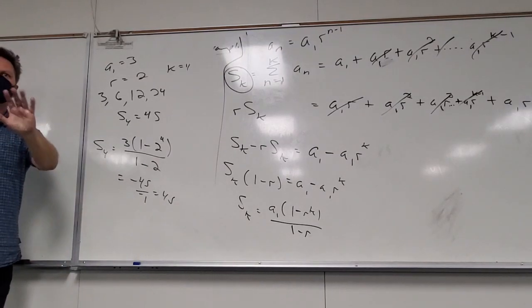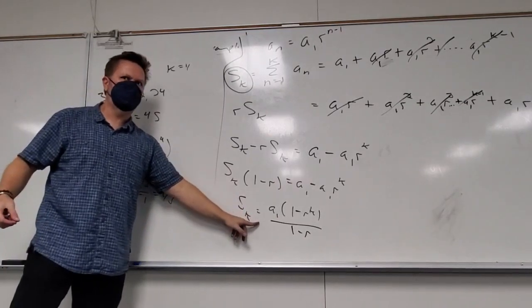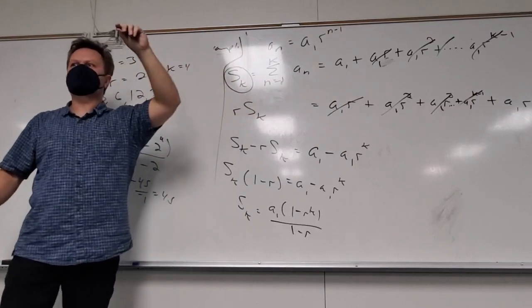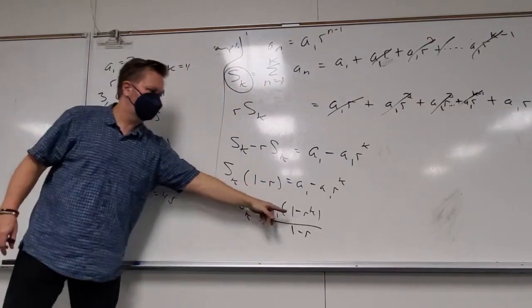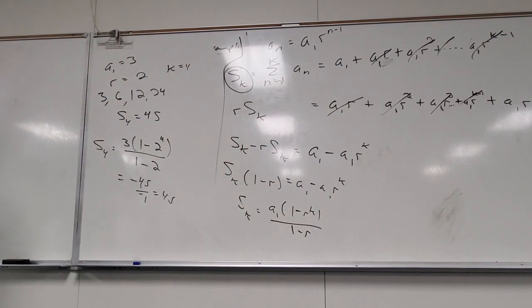You guys understand what just happened? This is a shortcut method. Instead of having to know every element of the series, I can now get it based on just the R value and how far I want to go. Which should make sense. There should be a shortcut.